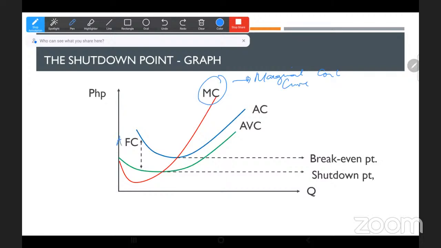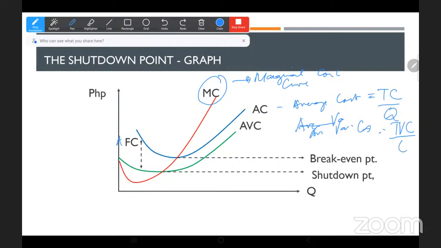All right, so how do you calculate the average cost? It is simply total cost divided by Q. So hindi mahirap i-calculate yan. Average variable cost is simply total variable cost divided by Q. And what is average fixed cost? This is just total fixed cost divided by Q. Okay?